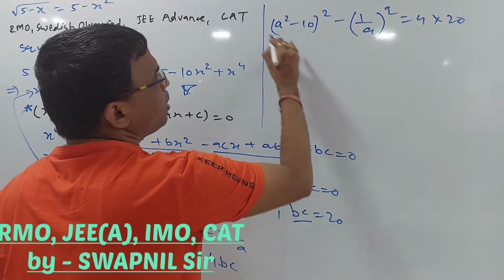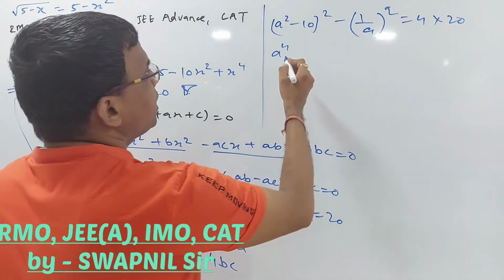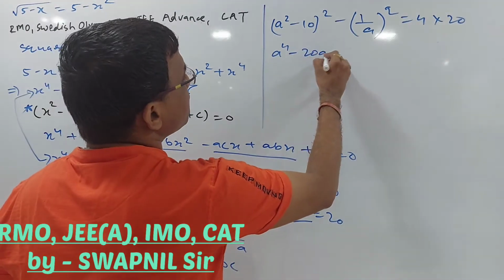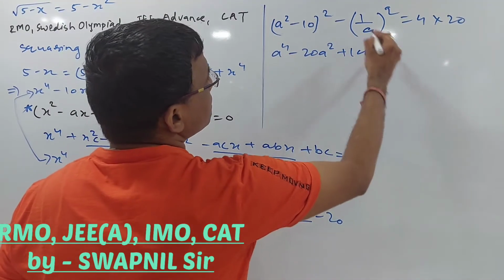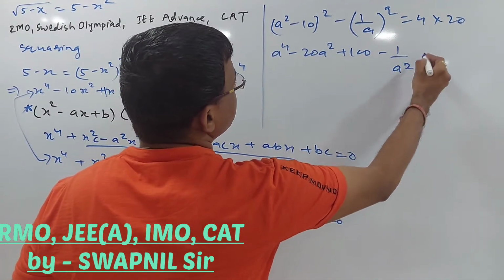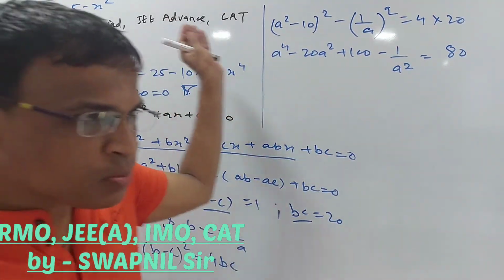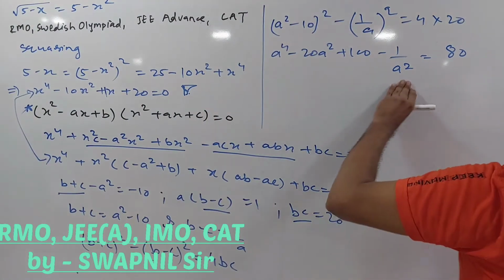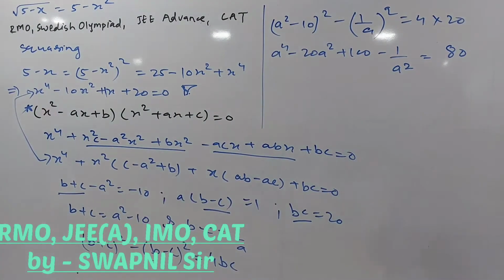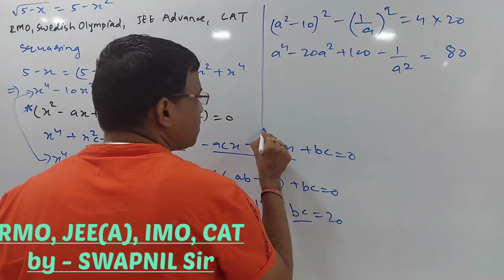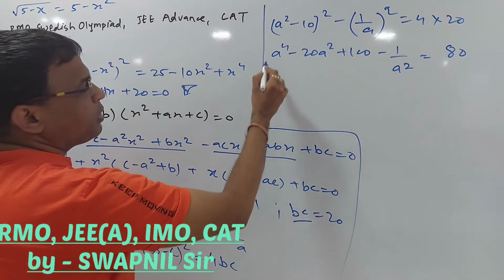Using the a minus b whole square identity, it gives me a power 4 minus 20 a square plus 100 minus 1 upon a square is equal to 80. Oh my goodness. So when you do cross multiplication, you will get a power 6, and obviously it will be difficult to crack. Let me just do that.